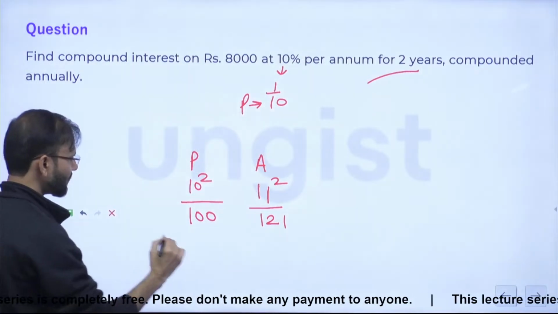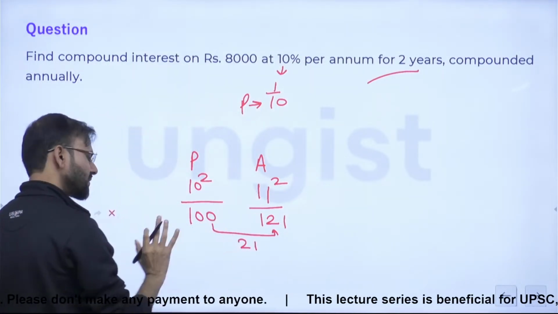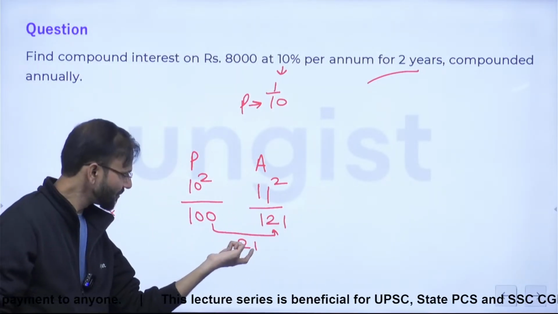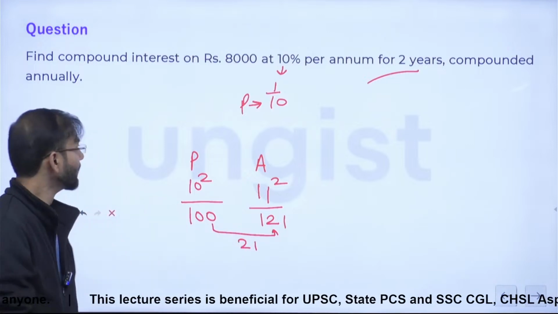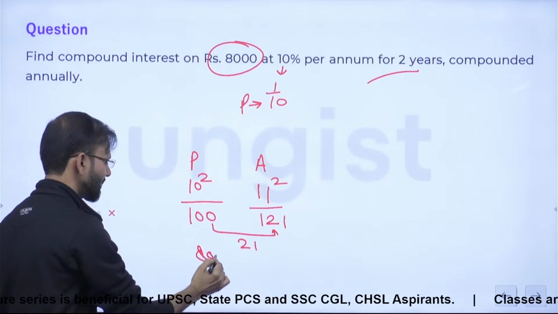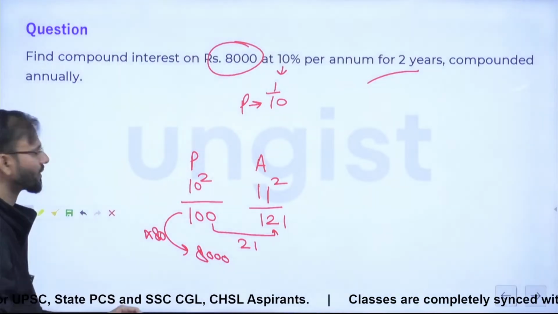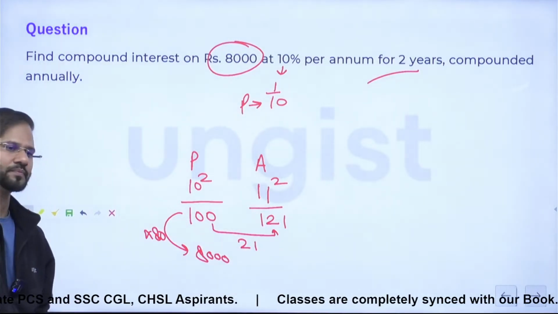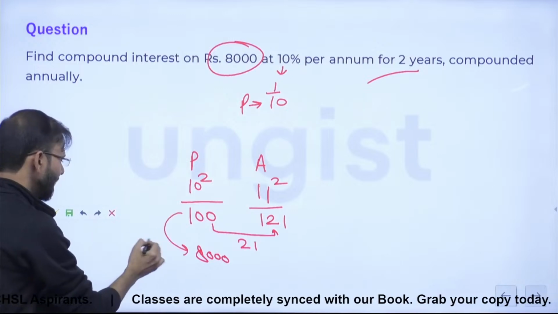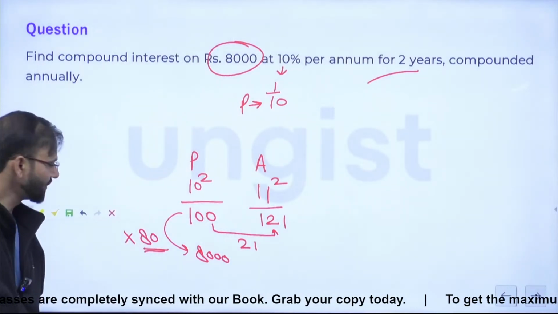Now, what will be the interest? The interest is 21, right? So what we have assumed is the principal as 100, the amount as 121, and the interest we have got as 21. The question is saying the principal is what? 8,000. So actually what we have assumed is 1/80 of the question's value. So the actual question is 80 times our assumption.